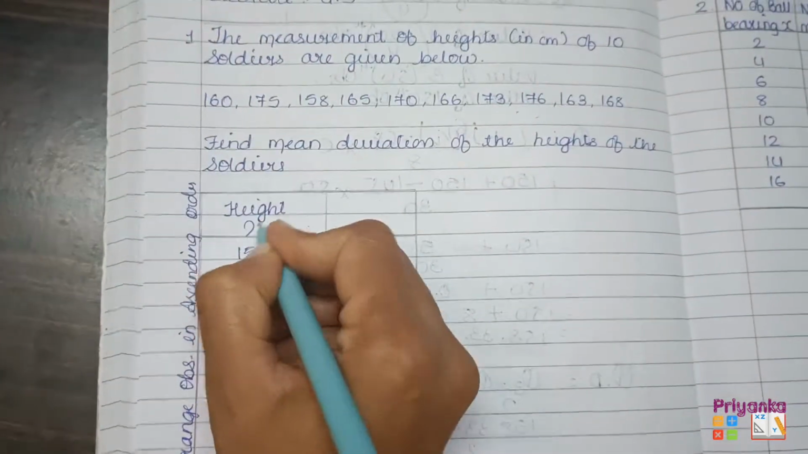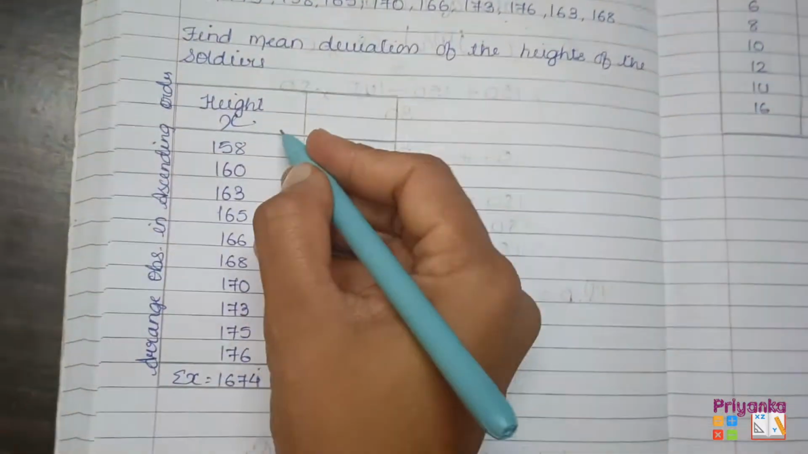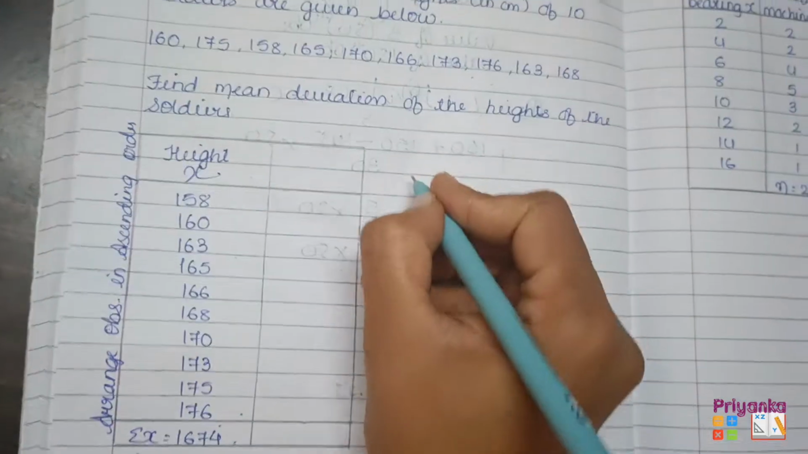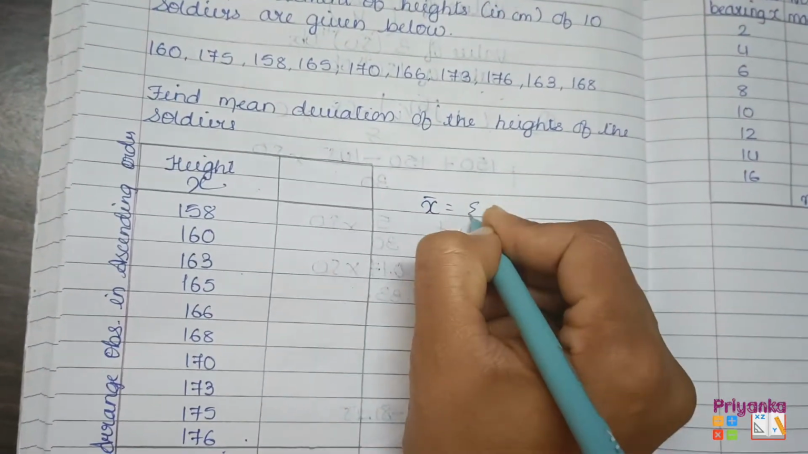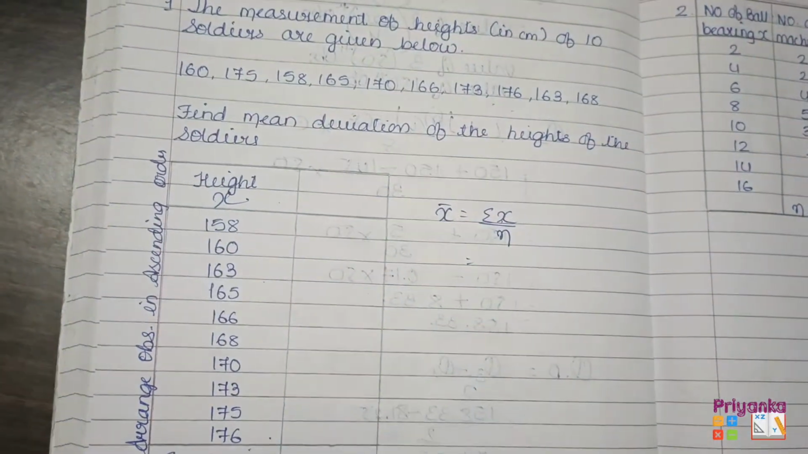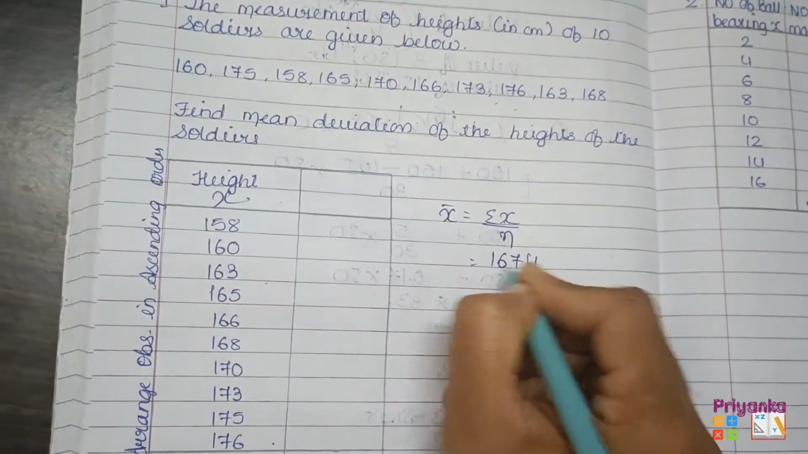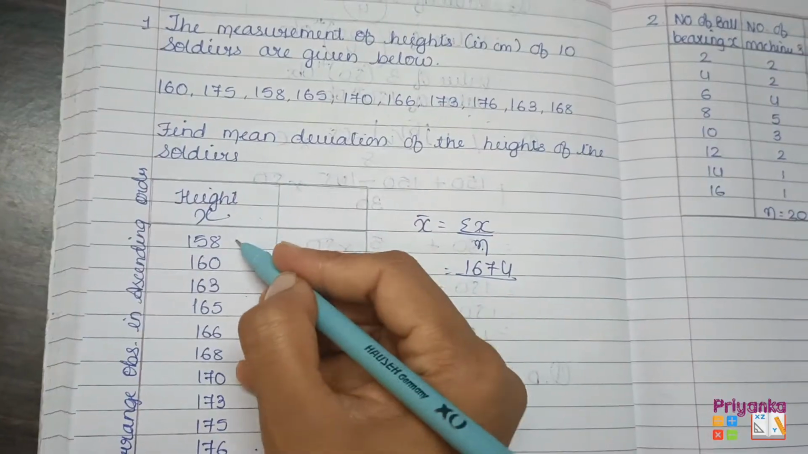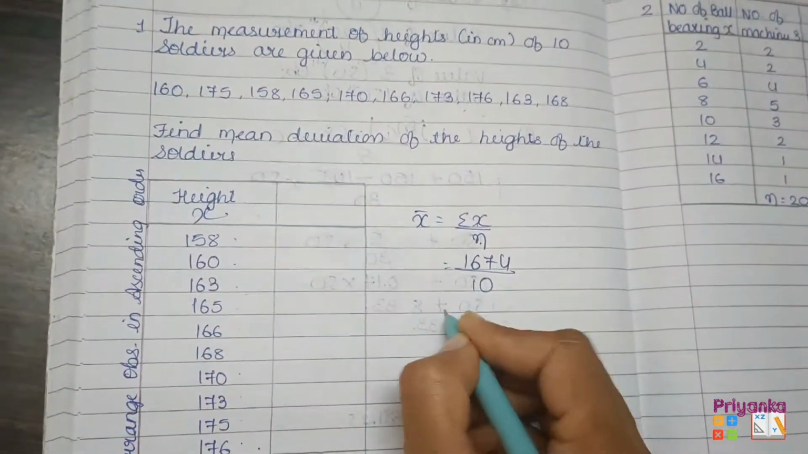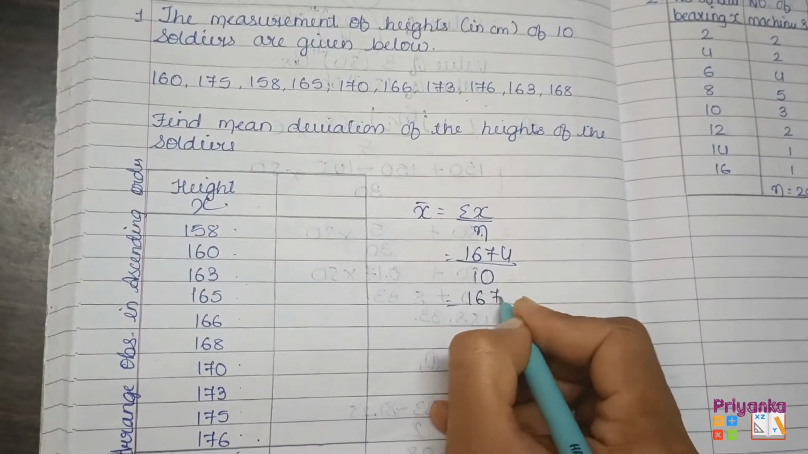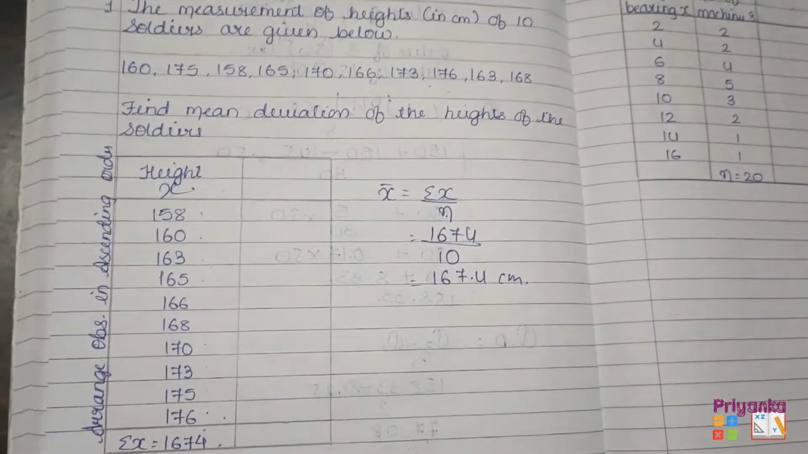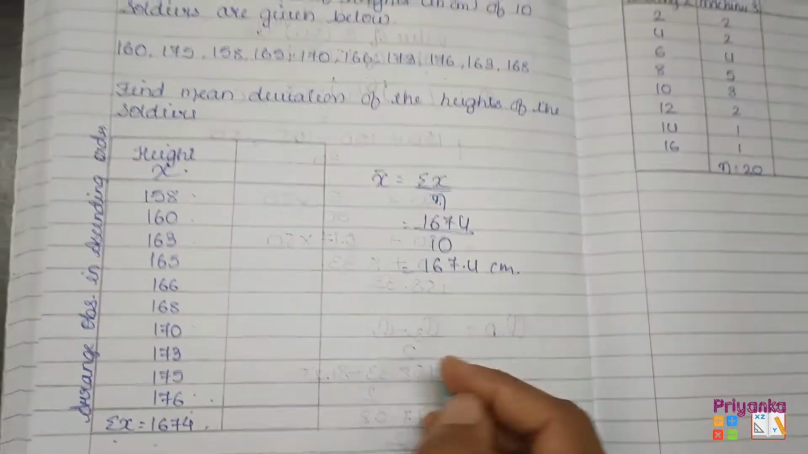The column will be denoted as x, और x की total को बोलेंगे sigma x. And out of this information, first we'll find out the mean, and the formula is sigma x upon n. Sigma x मतलब total of the x column, 1674, and n, that is the number of information, 1, 2, 3, 4, 5, 6, 7, 8, 9, 10. So the answer will be 167.4 centimeter. Hope you remember कि formula क्या है mean deviation का.